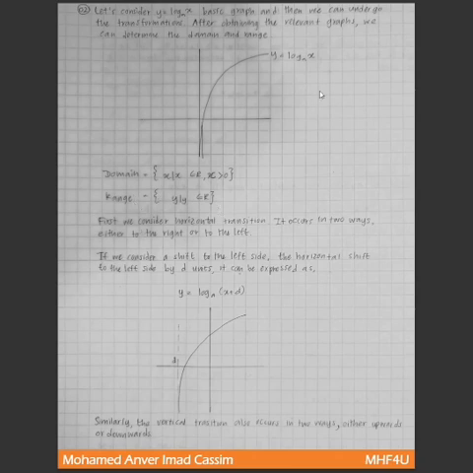First we will have to consider the horizontal translation. It occurs in two ways, either to the left or to the right. If we consider a horizontal shift to the left by d units, it can be expressed as y equals log_a (x plus d). Similarly, the vertical translation also occurs in two ways, either upwards or downwards.